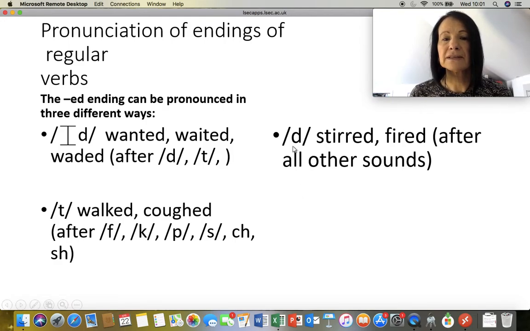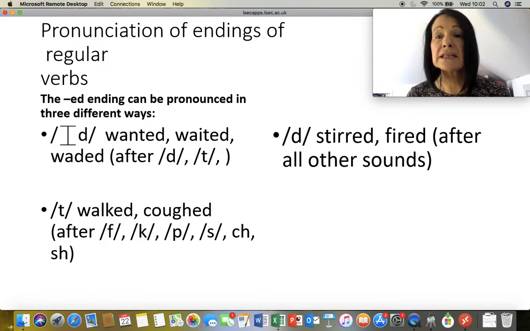And the last one, d sound. We have stirred, fired. And these all come after other sounds. So not these sounds here, but all the other sounds that you can think of. For example, played. Yeah, play, ed, sounds like played with a d at the end. So yesterday I played with my daughter in the garden.